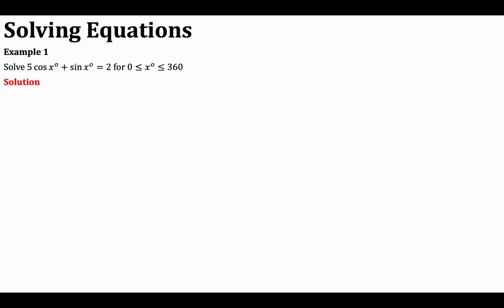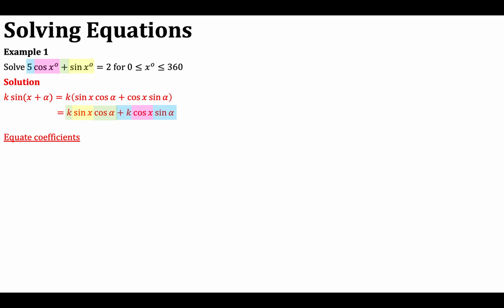So I can choose the form that I want to do this in, either sine or cos of x plus or minus alpha. I'm just going to choose k times sine of x plus alpha. When I expand, that will give me k sine x cos alpha plus k cos x sine alpha. Now equating coefficients, we should be experts at this now, we've done it a lot. You can see here that k cos of alpha is equal to 1 and k sine of alpha is equal to 5. So I've got my simultaneous equations.